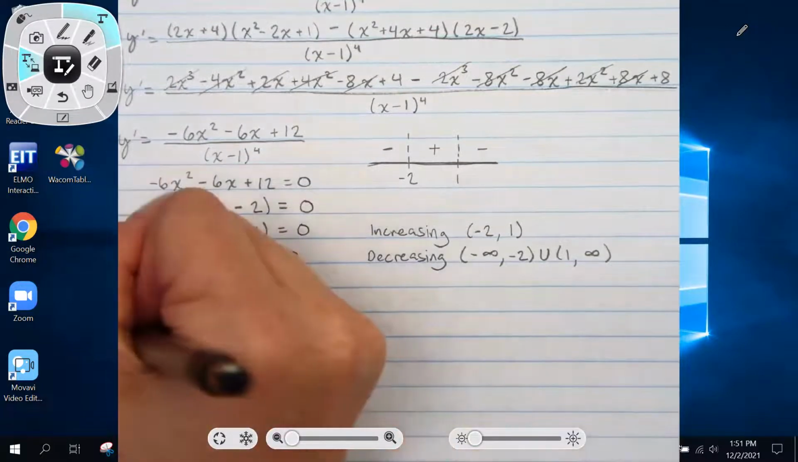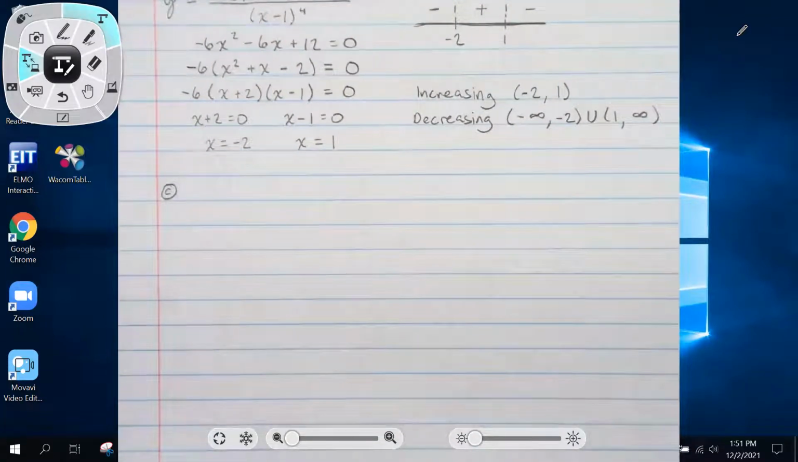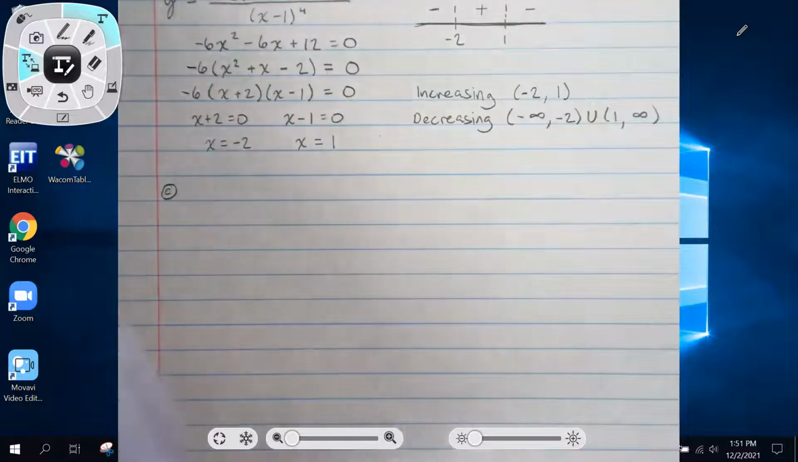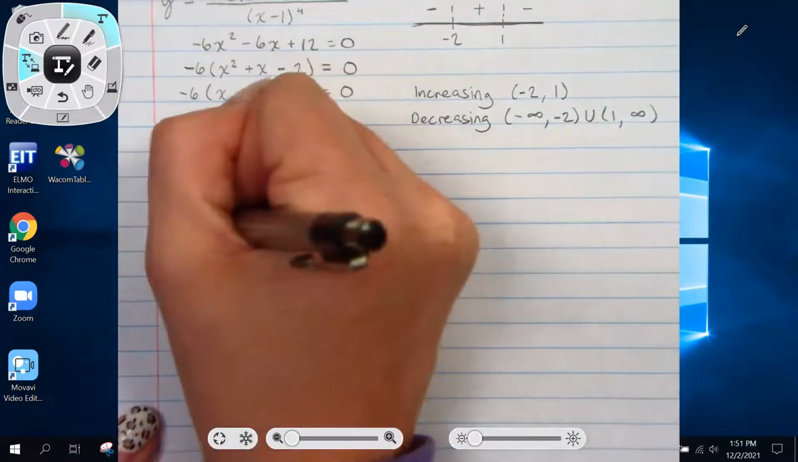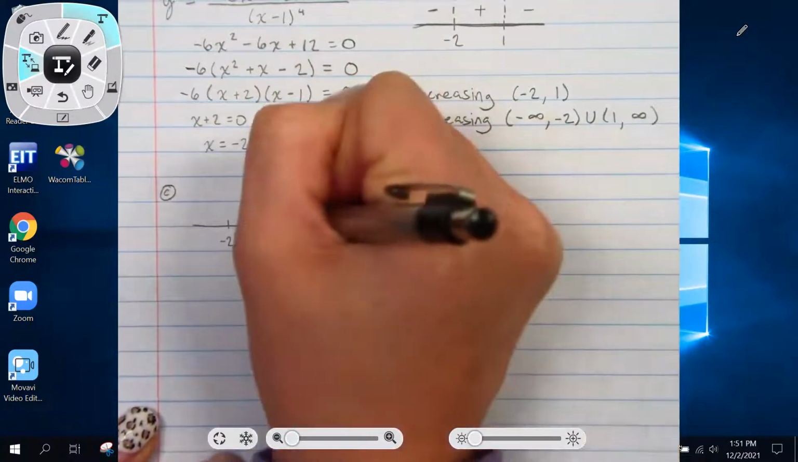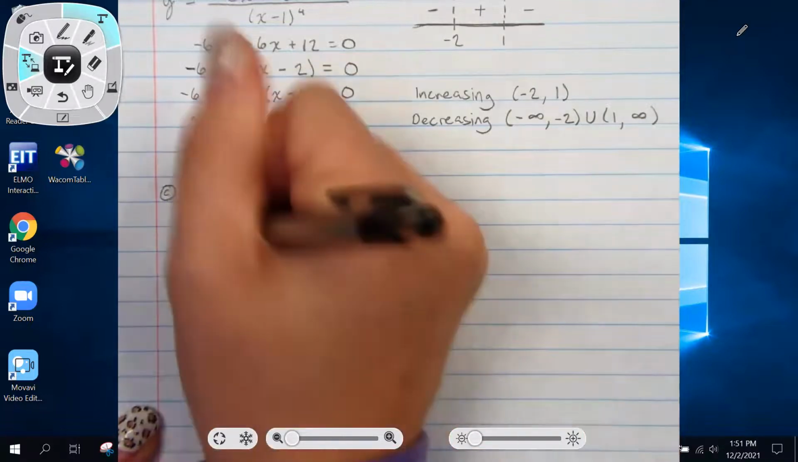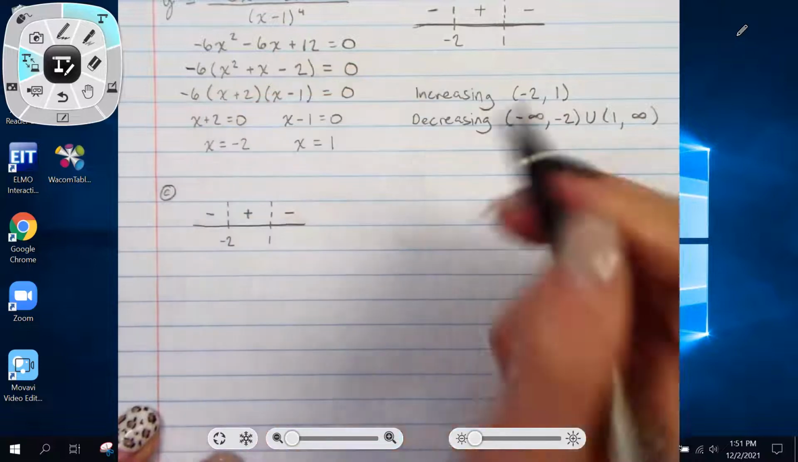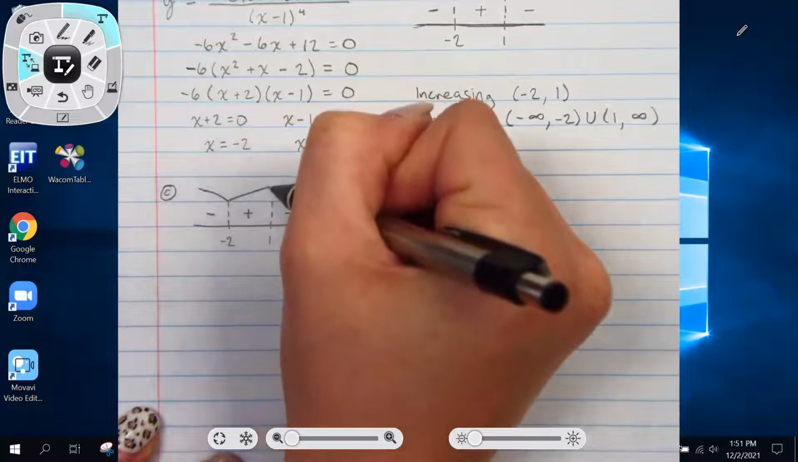Okay, part C. Part C is asking to identify all relative minimum or relative maximum points. That also comes from the first derivative. So if we look at our number line again, we have -2 and 1. So we've got negative, positive, negative. That means we've got negative slopes, and then positive slopes, and then negative slopes.